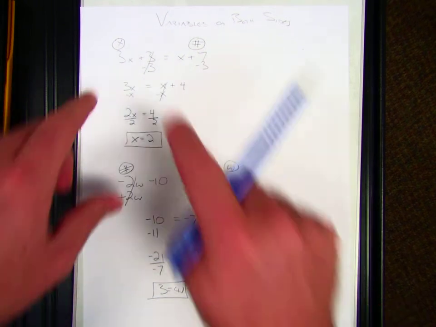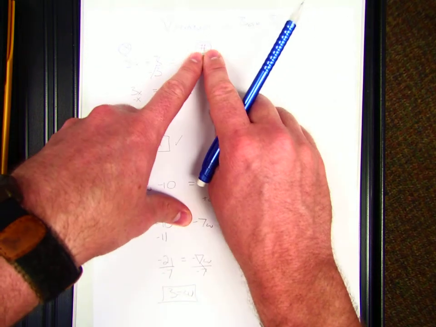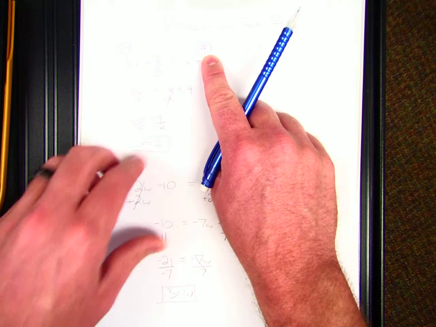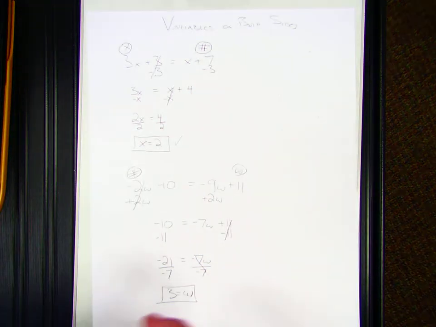To me, the biggest step is designating before the problem starts where you want your variables to go and where you want your constants to go. And then after that, it's pretty similar to just solving a two-step equation.